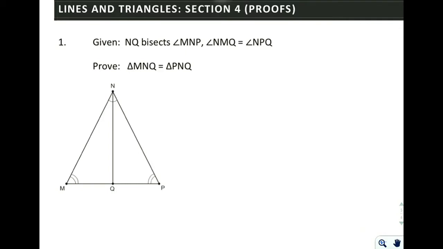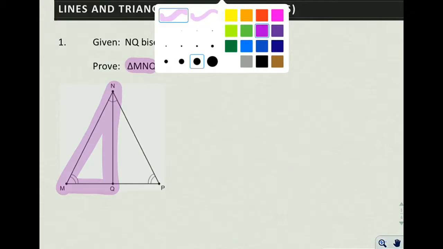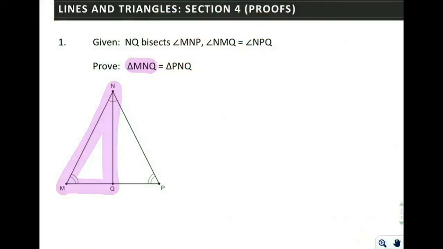First one says, I'm going to start out with what we're trying to prove. Triangle MNQ is congruent to triangle PNQ. So we're trying to prove that those two triangles are the same triangle. And the information we're given is that NQ bisects MNP.